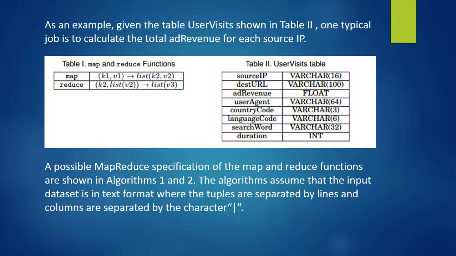As an example, given the table of user visits as shown in table 2, one typical job is to calculate the total ad revenue for each source IP. A possible MapReduce specification of the MapReduce functions is shown in algorithms 1 and 2, which we'll see shortly. The algorithms assume that the input data set is in text format, where the tuples are separated by lines and the columns are separated by the pipe character.